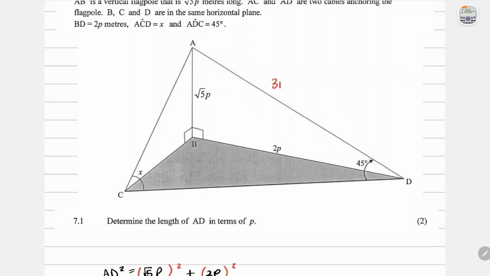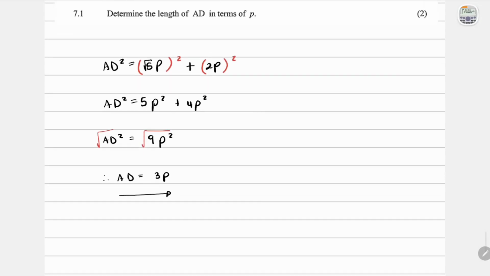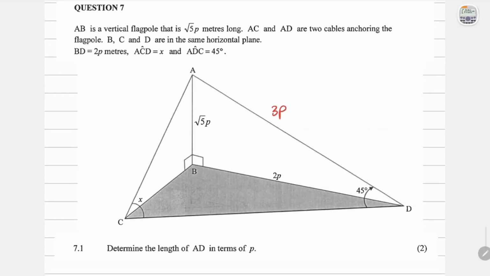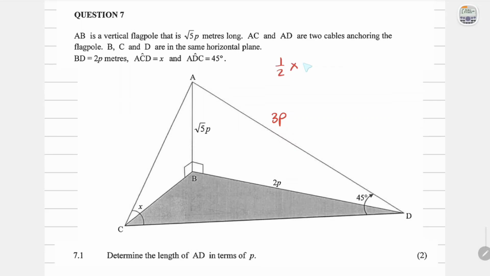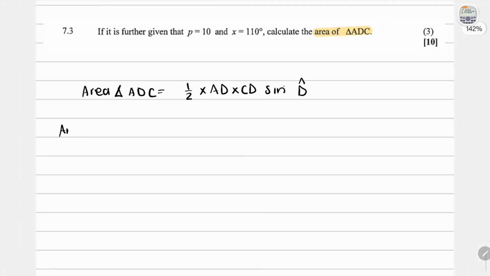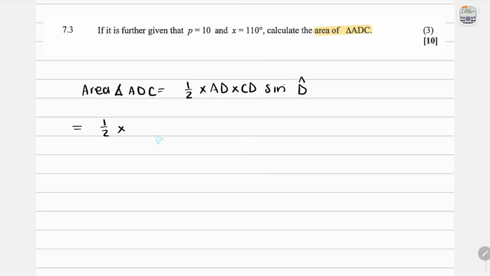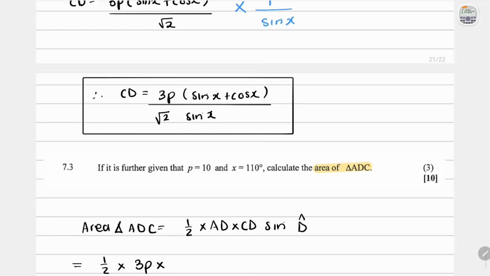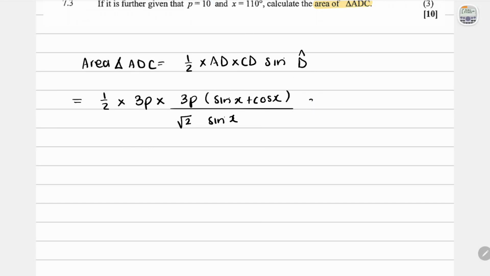Okay, just keep in mind this was 3p. This we found CD. Okay, it's that long thing, but we'll include it. And we're going to just use this as a half times AD times CD sine of that center angle, angle D. Okay, so this is what we have. And now we can just substitute. So the area of this triangle is equal to a half times AD, which we know is 3p, right? Multiplied by CD, which we know is that. So we can just take that and substitute it there. And then, of course, sine 45 degrees.